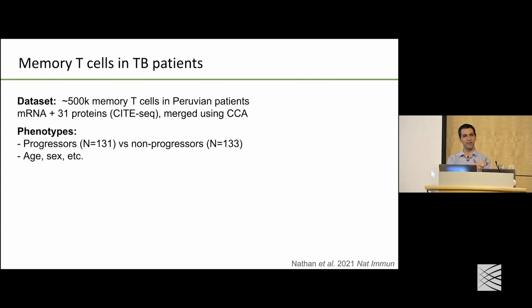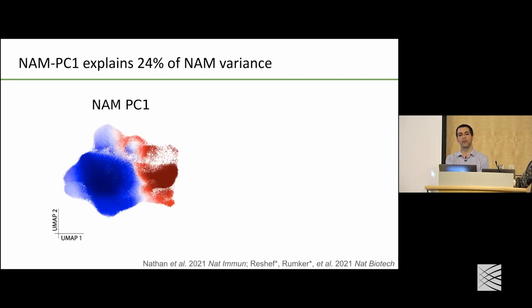So given the size of this data set and its relatively, not unprecedented, but a new degree of focus just on memory T cells, we were really interested, first of all, to just ask what is PC1 of this data set. And here's a UMAP of the neighborhood loadings of that PC. And this PC actually turns out to explain 24% of the variance in the data set. So in a data set of this size, that's actually a 65x enrichment over what you would expect if the spectrum were trivial.